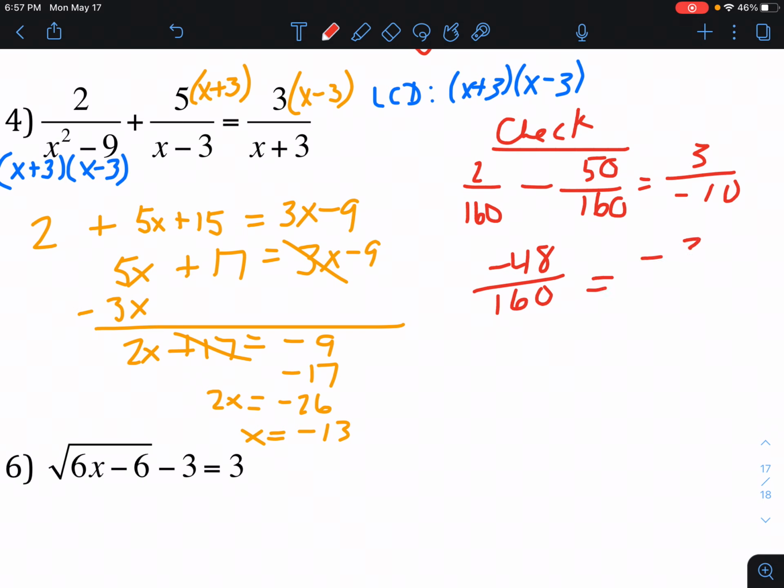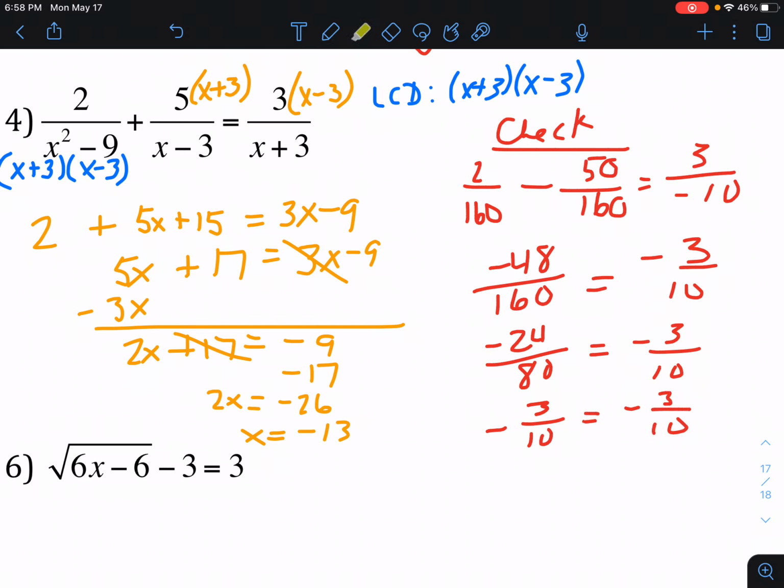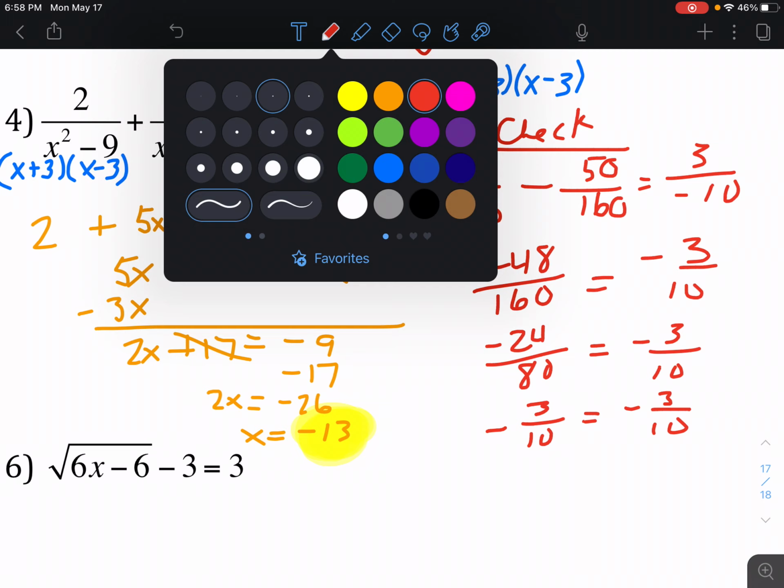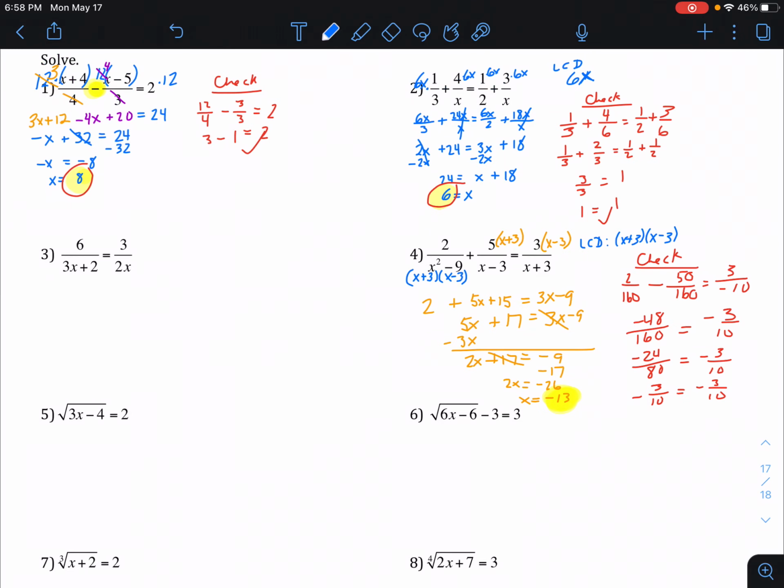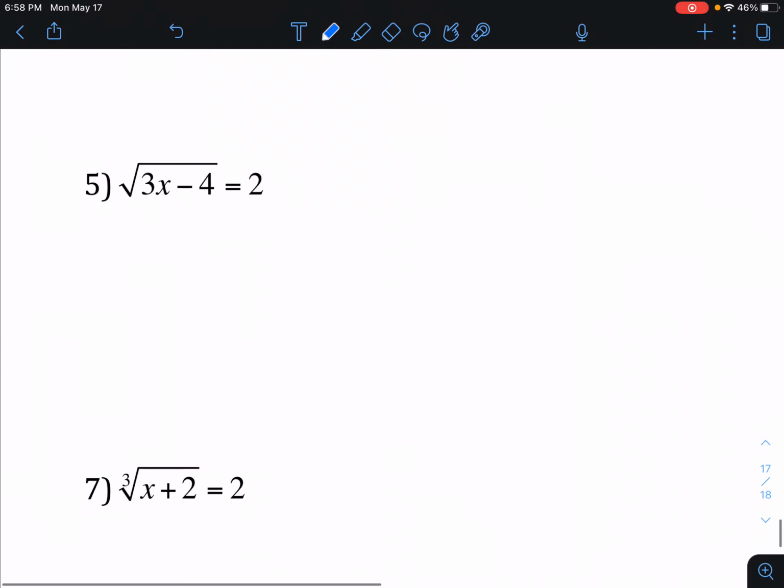Does that reduce to negative 3/10? We can divide by 2. We can divide by 8. And we do have a good check. So that means negative 13 is my answer. Nope, you did not max out, that's all. Okay, next up, number 5.